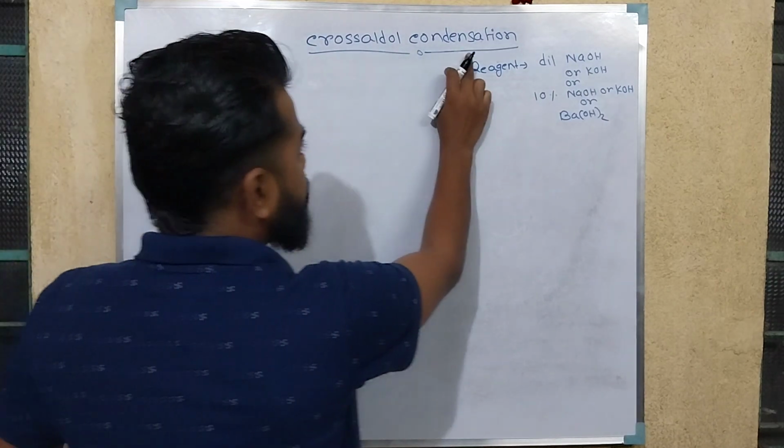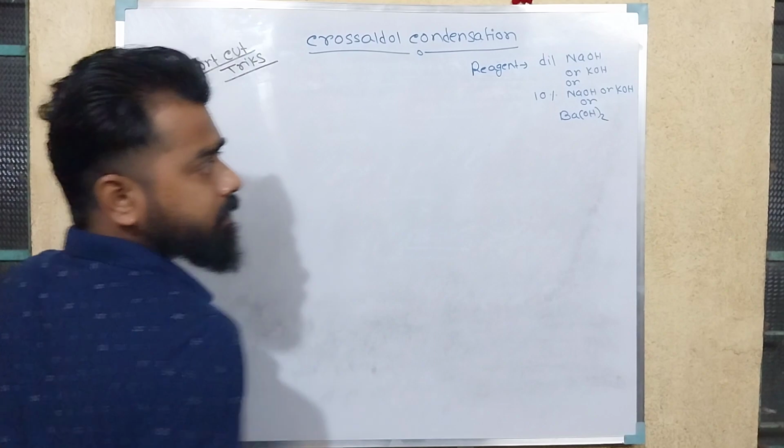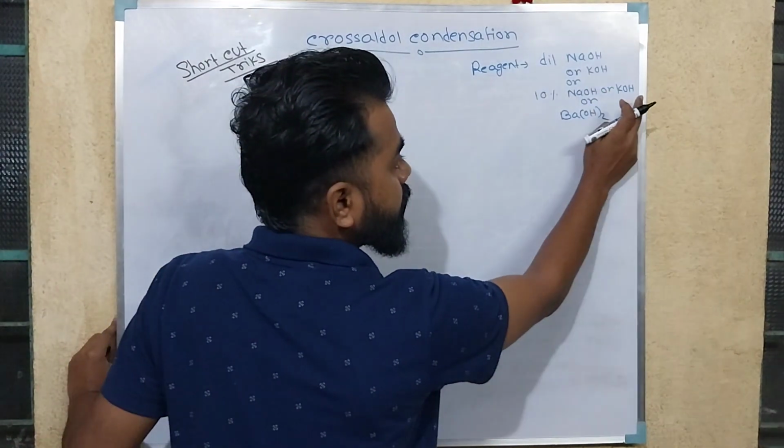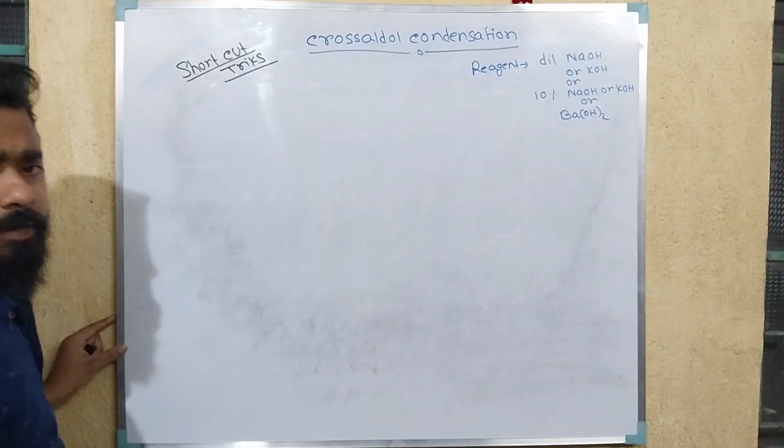This is the cross aldol condensation. Reagent: dilute NaOH or KOH, or 10% NaOH or KOH, or barium hydroxide. Shortcut tricks, okay?